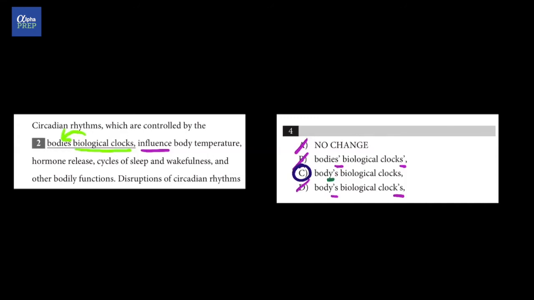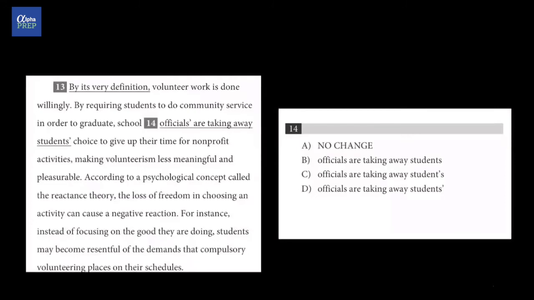All right, let's go on to the next question. Okay, so number 14: by requiring students to do community service in order to graduate, school officials are taking away students' choice to give up their time for nonprofit activities. So what's the possessive thing here? Who's doing the possessing? What is being possessed? And it seems that the only thing that should actually be possessive in this sentence is just students, right? The choice that belongs to students.